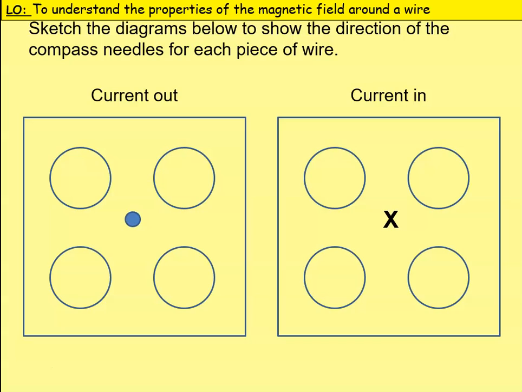Okay, with that in mind, use the right hand rule to sketch the diagrams below and show the direction of the compass needles for each piece of wire. So this is the current coming out towards you on the left hand side, current going in away from you on the right hand side. Pause the video whilst you do that diagram.